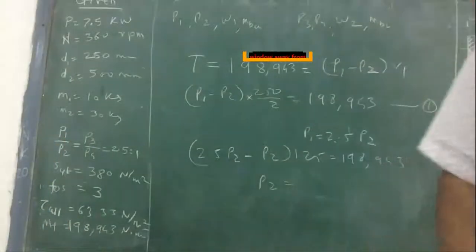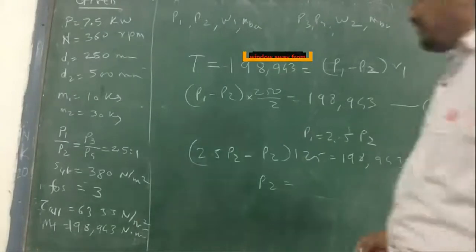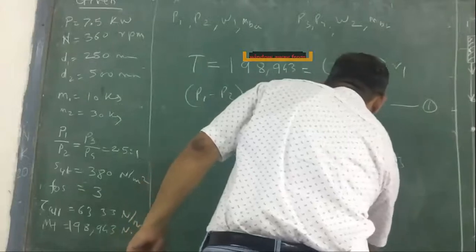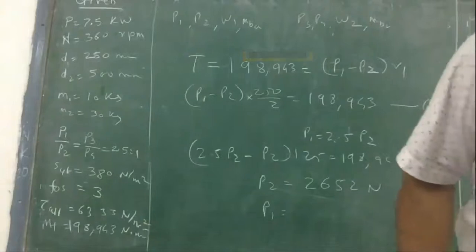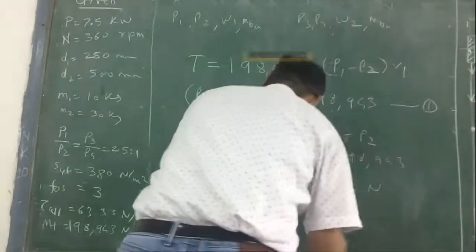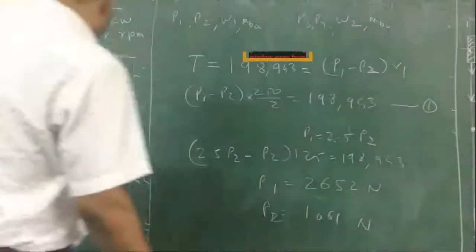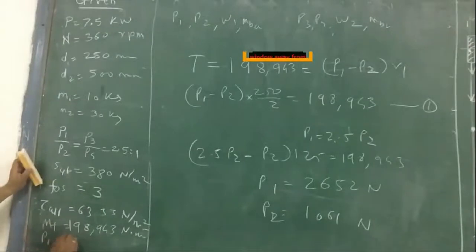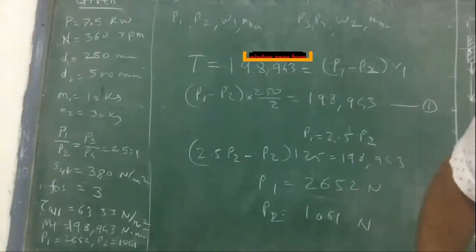So what do we get for P2? P1 is 2652 Newton, and P2 is 1060. So now we got P1 as 2652 and P2 as 1061. Let me just verify. Okay.